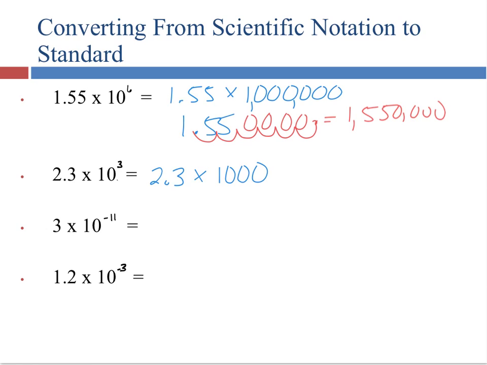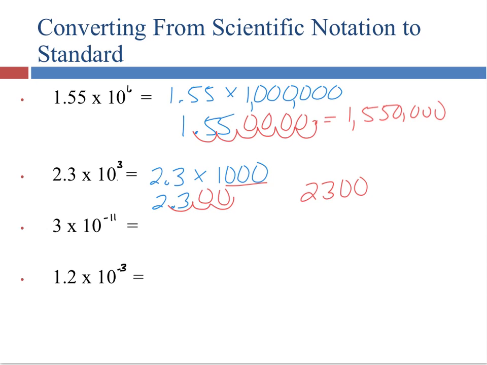The next one, this is actually what's happening, is this is 2.3 times 1,000, because that's what 10 to the 3 is, 1,000. But what's actually happening is you're taking this 2.3 and, by multiplying by 1,000, you're going to move the decimal 1, 2, 3 places. So your final answer is 2,300.